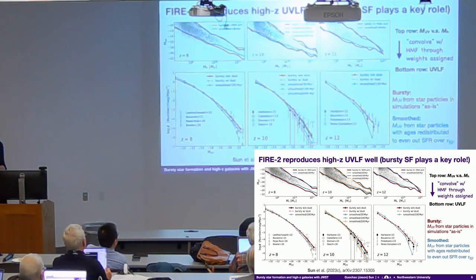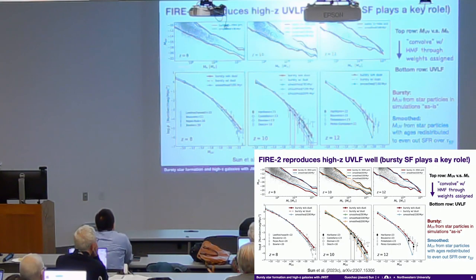Here is a master plot showing the upshot of our UV luminosity function analysis. It's a little bit busy, so I want to proceed slowly. Along the top row, we show the relation between the UV magnitude and halo mass extracted from individual simulated galaxies from the suite of data we have. In order to extract the UV luminosity function from our suite of zoom-in simulations, we effectively convolve this UV magnitude-halo mass relation, the full distribution, with the halo mass function, by assigning weights according to what the halo mass function tells us. Then in the bottom row, we show the corresponding UV luminosity function predictions at these different redshifts that are derived basically from the upper panel.